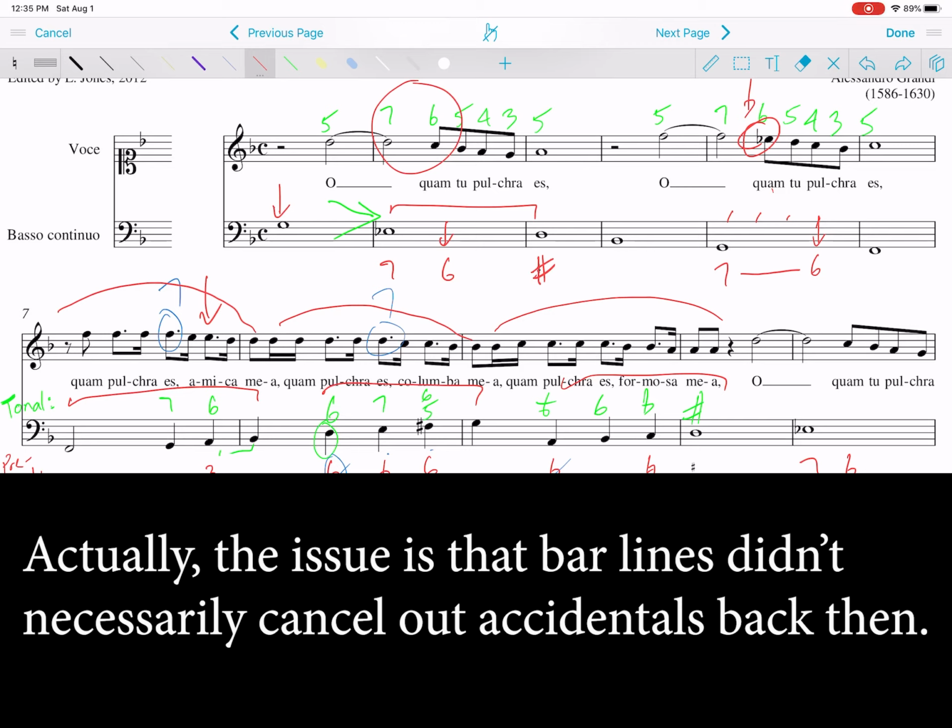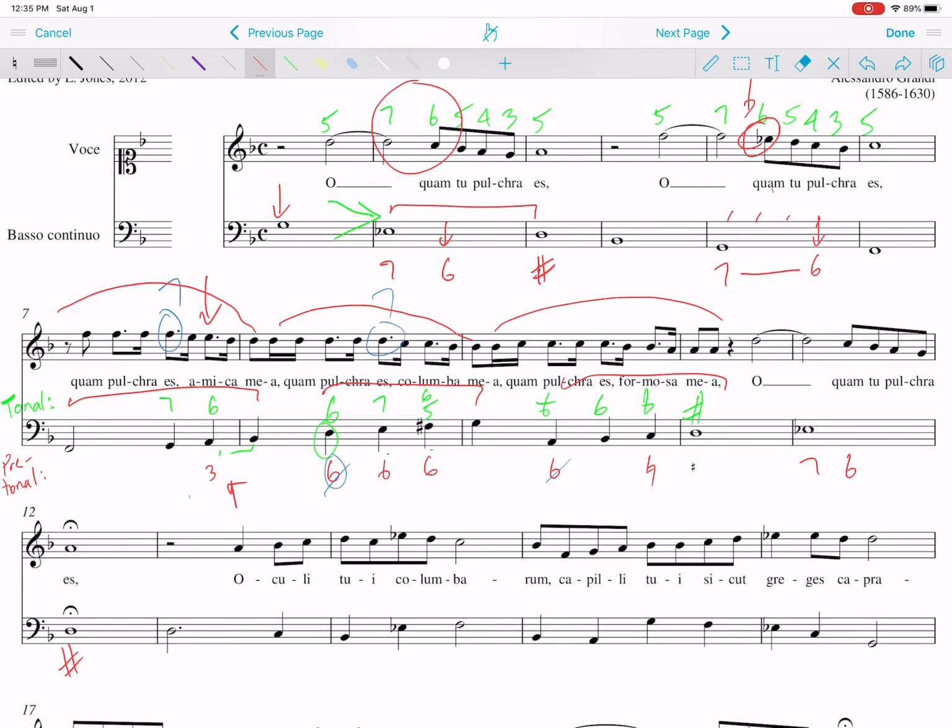And I'll start singing from bar 4. O quam tu pulchra es, quam pulchra es amica mea, quam pulchra es columba mea, quam pulchra es formosa mea. So I think that sounds kind of cool. Let's listen to, I'm just going to go right from bar 7 and sing the E natural. Quam pulchra es amica mea.